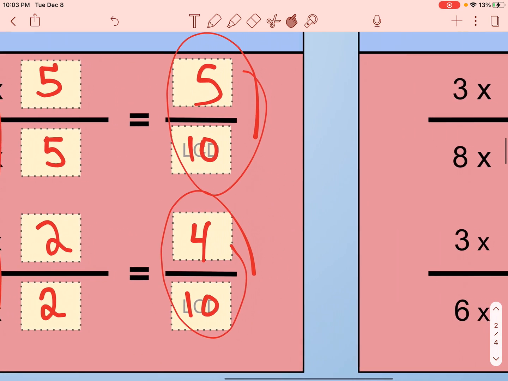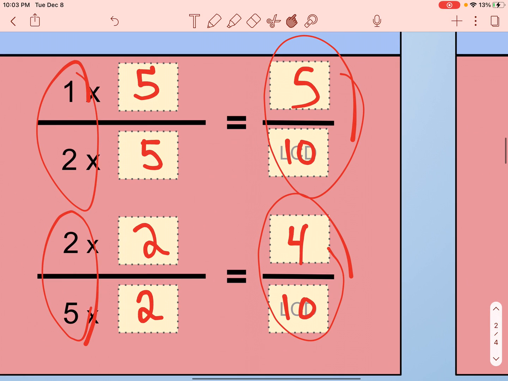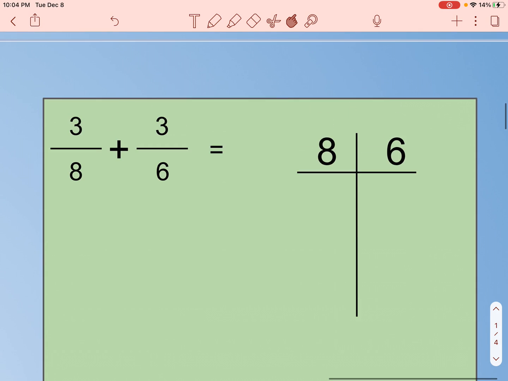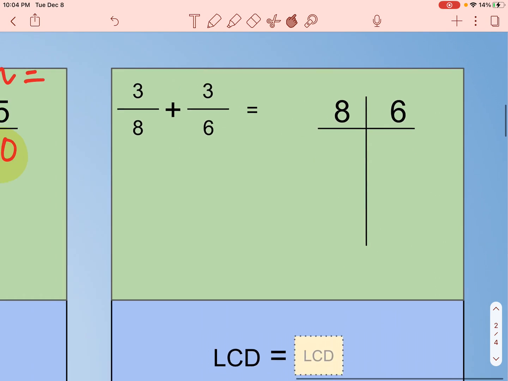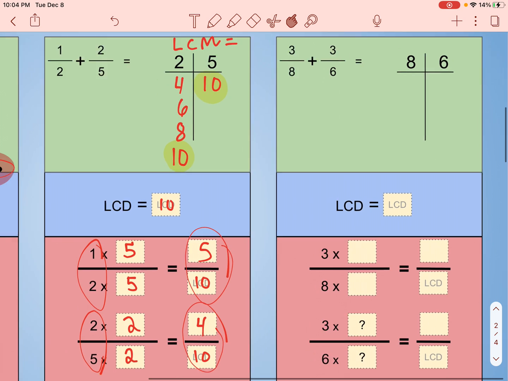Now I have two new fractions that I can add pretty easily. 5/10 plus 4/10, that's just 5 plus 4. It's 9/10. All right, we're going to do one more problem. This one I'm going to have you solve on your own. I'm actually going to zoom out of here a bit so you can see the whole problem.